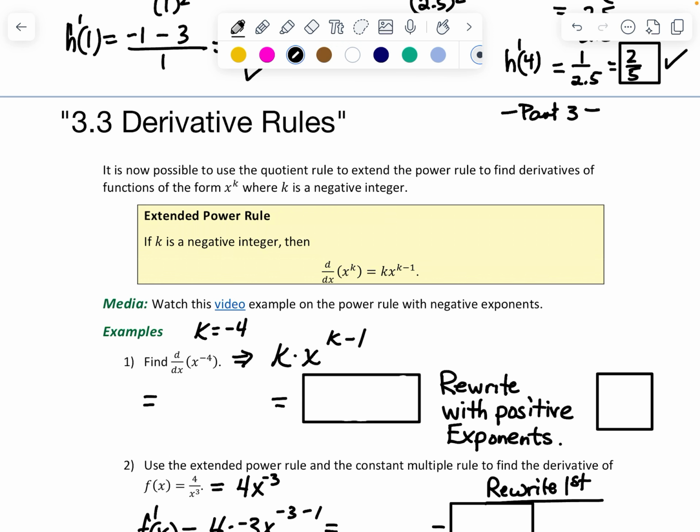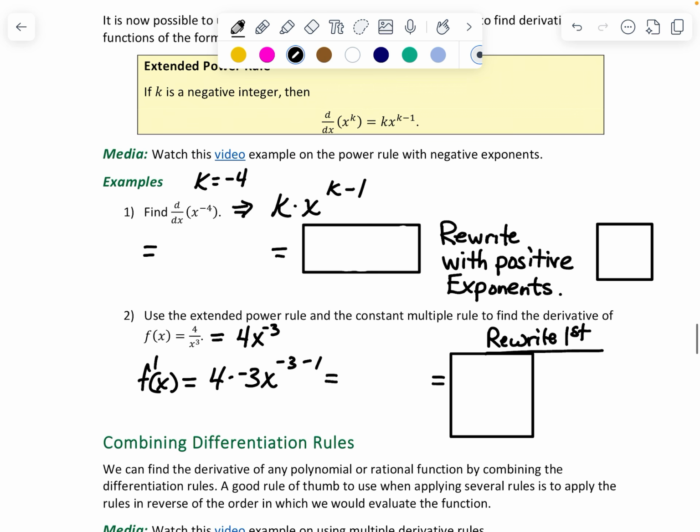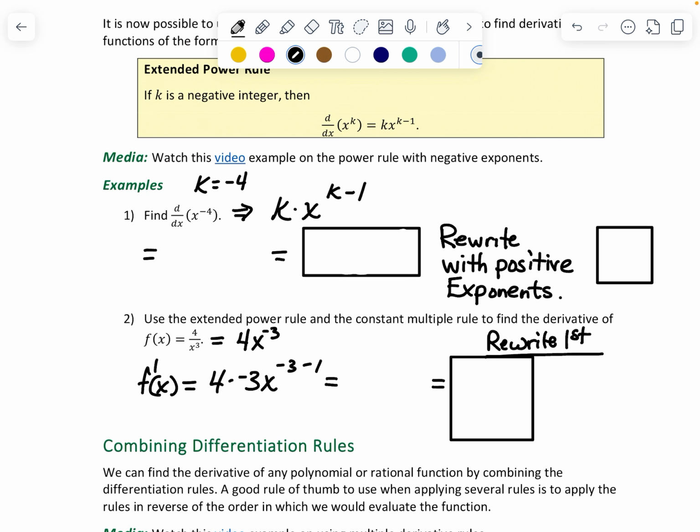So we'll start off, there's a video here, you can watch videos where we see those links. But here we want to find the derivative with respect to x of x to the negative fourth power. And so you can see I draw the arrow to the rule. k is equal to negative 4 here. It's just the power rule, except k is a negative integer. k is replacing n in the power rule. So here we have a negative 4, and then we have x to the negative 4 minus 1. So we got negative 4x to the negative fifth power.